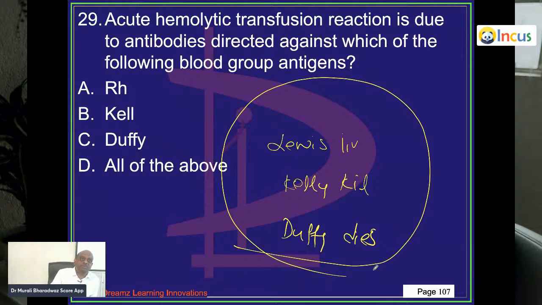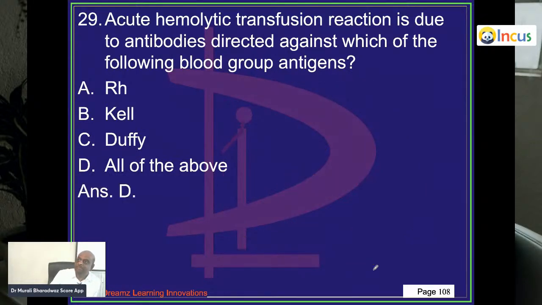But Lewis antibodies, we don't die. They don't cause much hemolysis. Kelly kills. Kelly is very dangerous. If you are Kelly positive, I am Kelly negative. If you give your blood to me, my immune system develops antibody against your Kelly, and that anti-Kelly antibody will kill my blood. And Duffy dies. Duffy doesn't survive. Right, Doc?